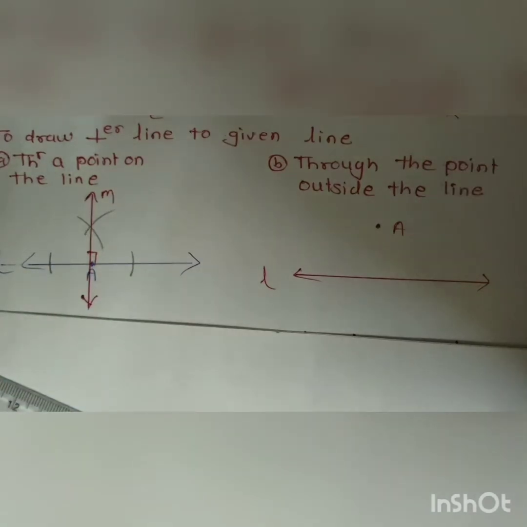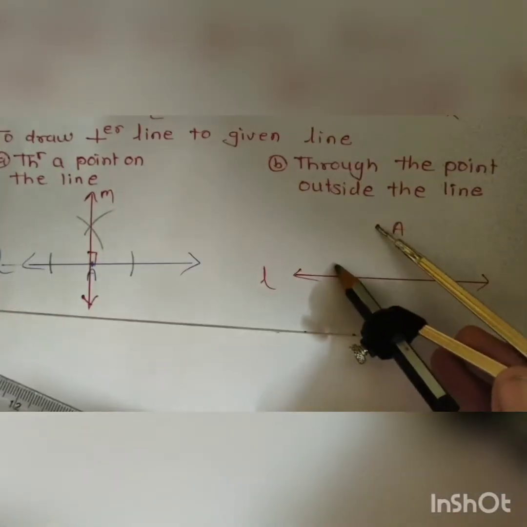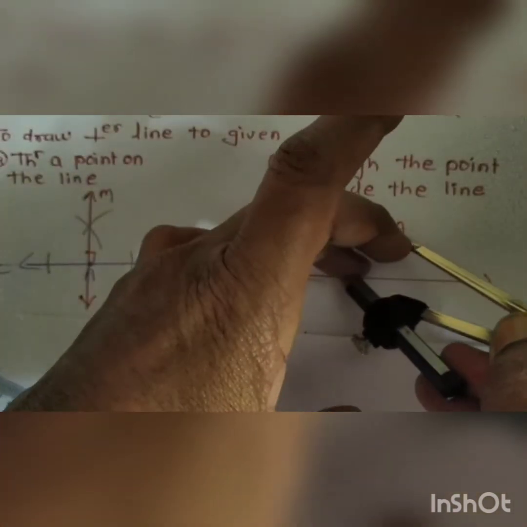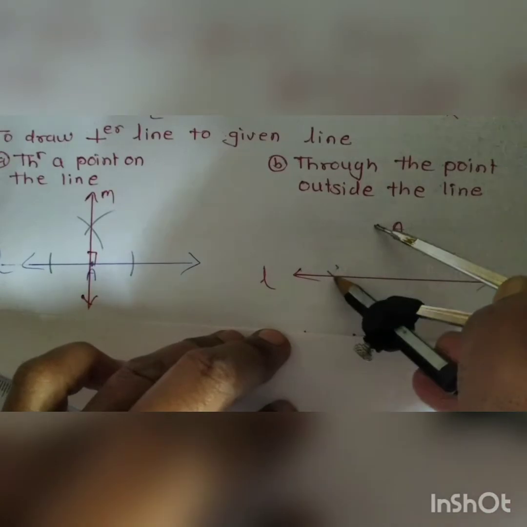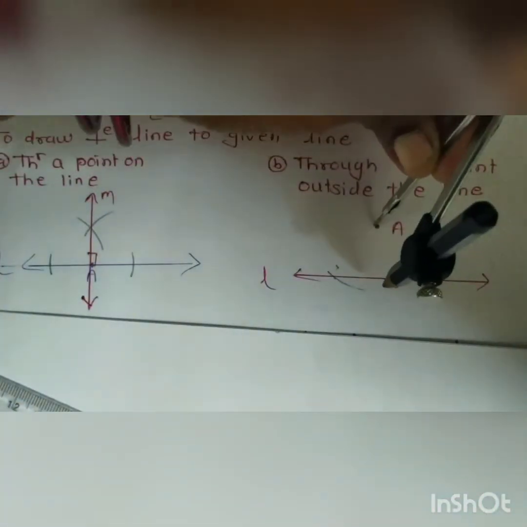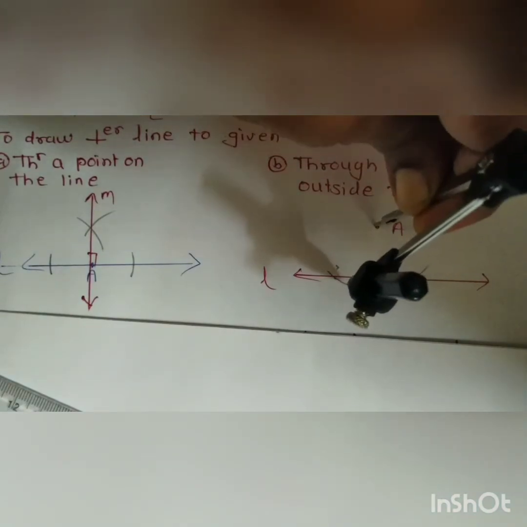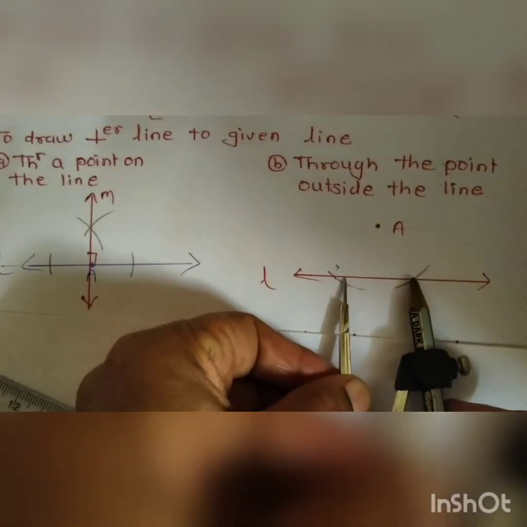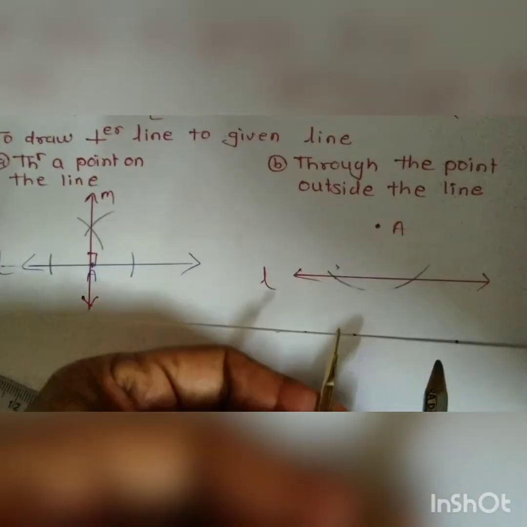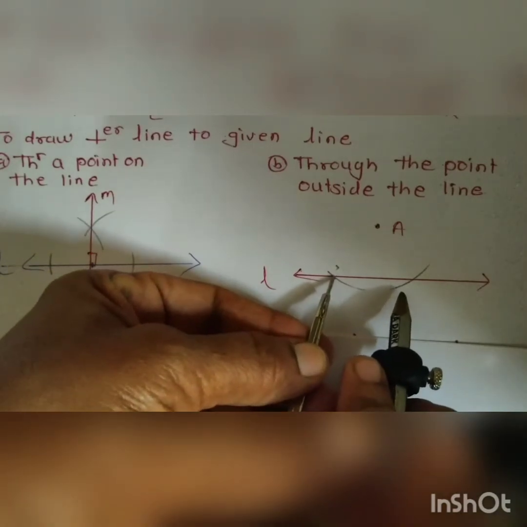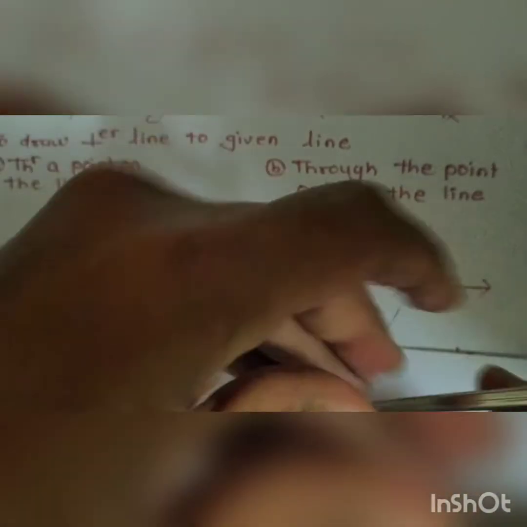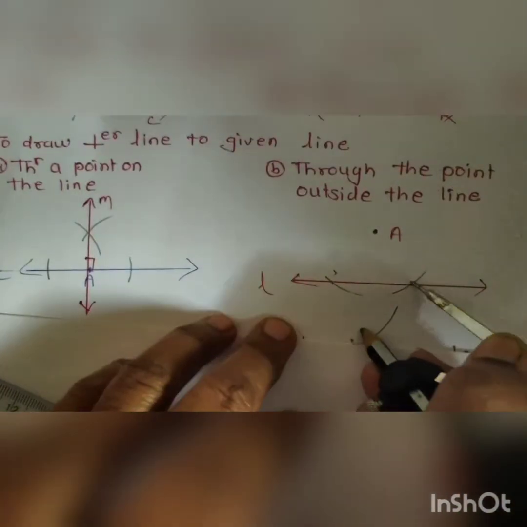Now taking A as center and adjusting the distance, make two arcs on the line, like this way. Here taking A as center, we make this arc and this arc. Now we have to consider this line segment. Taking this line segment, draw the intersecting arc to the other side of those arcs, like this way.